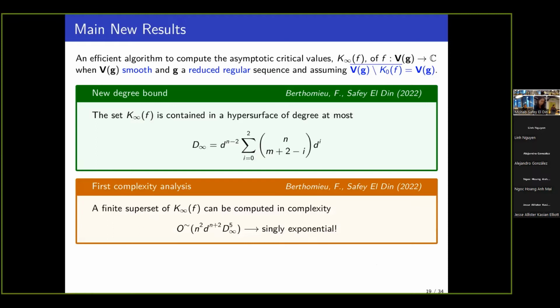We also give the first complexity analysis of an algorithm accomplishing this goal. Essentially we say that a finite superset can be computed in singly exponential time, singly exponential in the dimension of the ambient space. This is particularly important because it means the computation of the asymptotic critical values is no longer the bottleneck of the generalized critical value framework. Now all of the steps can be done in singly exponential time: computing critical values, the asymptotic critical values, computing the sample points, and testing the emptiness of the fibers are now all singly exponential.